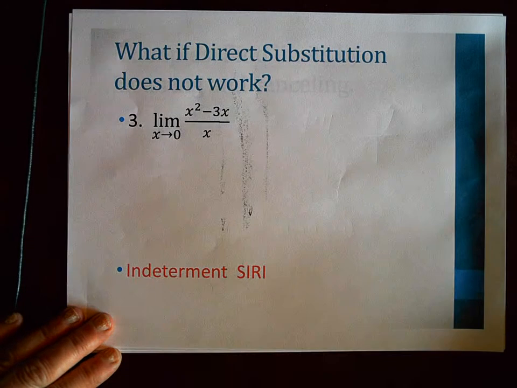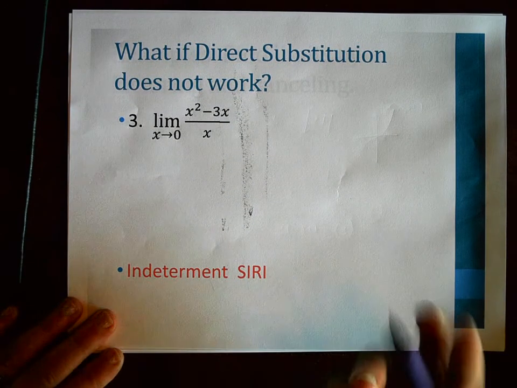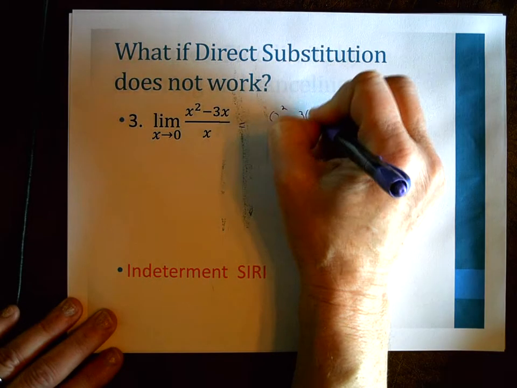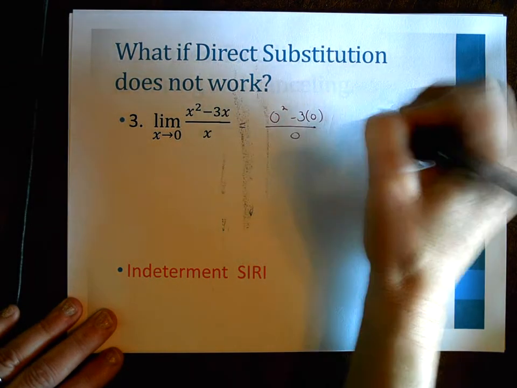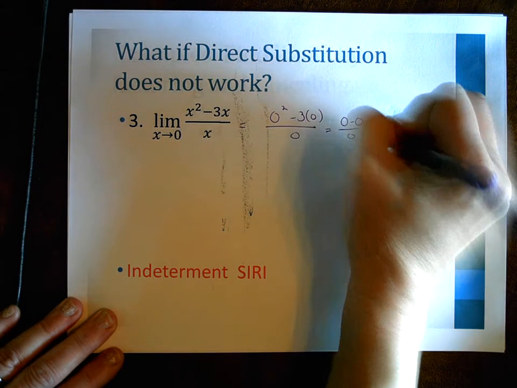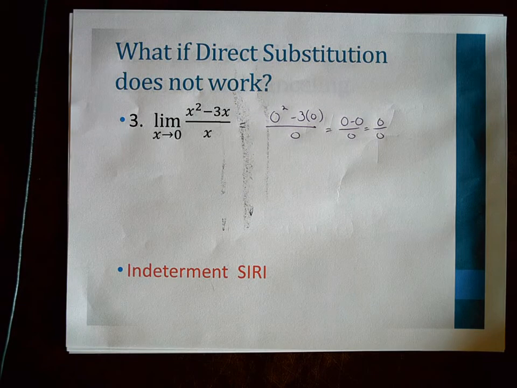Okay, well now there are times where direct substitution doesn't work. So let's plug in 0. 0 squared minus 3 times 0, over 0. Well, that's 0 minus 0 over 0. That's 0 over 0. Well, 0 under is undefined. 0 over is 0. What is 0 over 0?